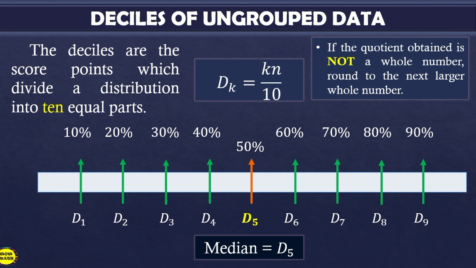So, median is equal to the 5th decile. Kagaya rin kanina, yung median natin equal siya sa second quartile. Dito, yung median naman natin equal siya sa 5th decile.